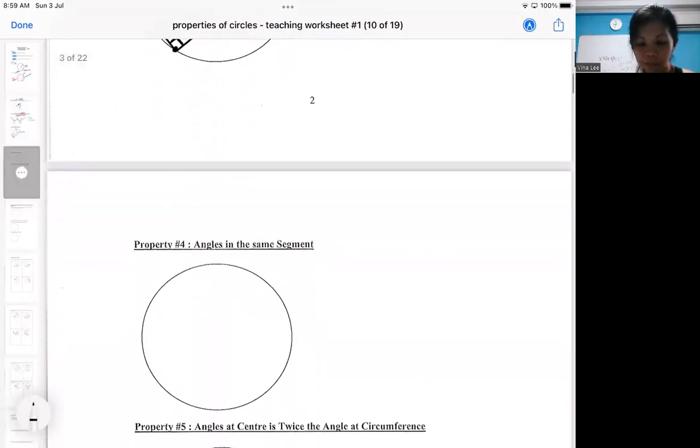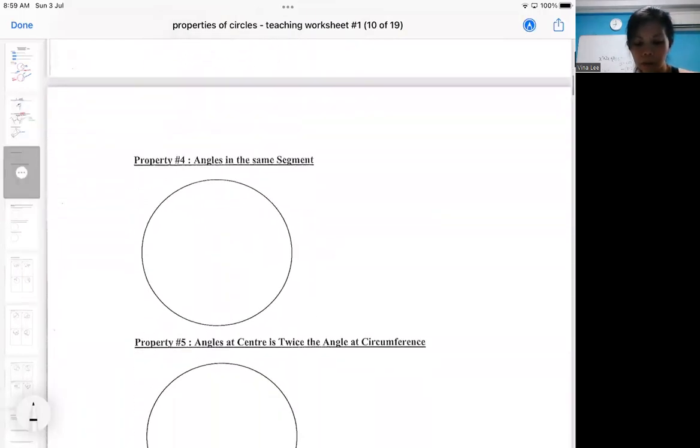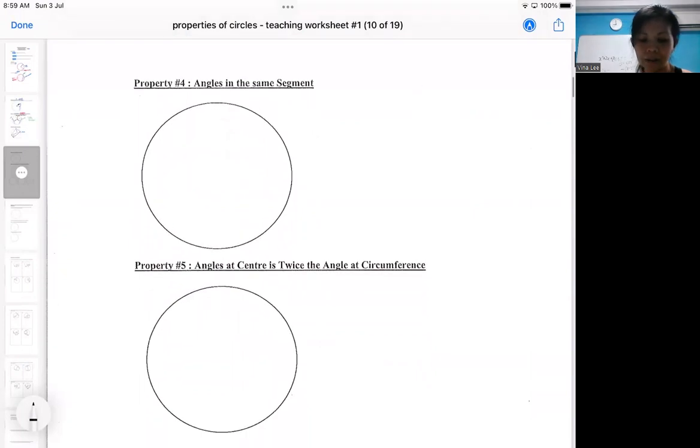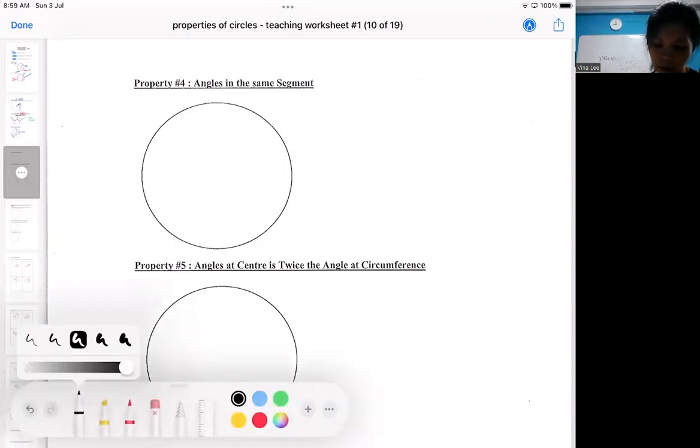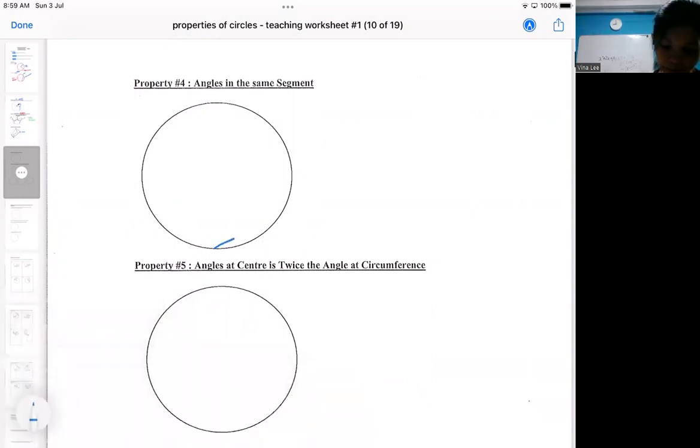The next one will be quite a popular property, which is what we call angles in the same segment. To look out for this property, we will look for a chord. From the chord, you can make an angle that is directly opposite the chord.